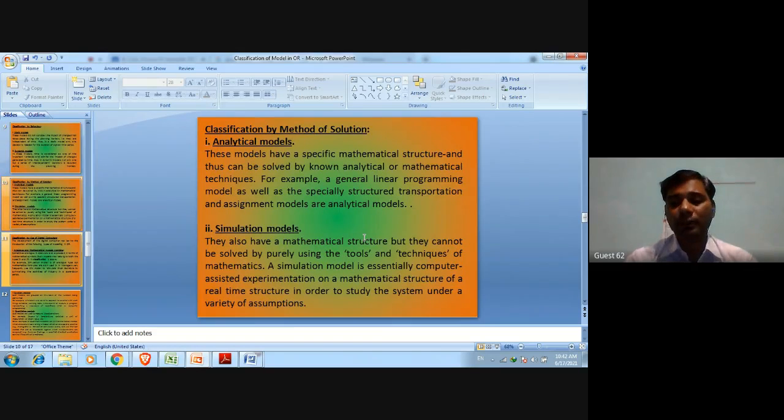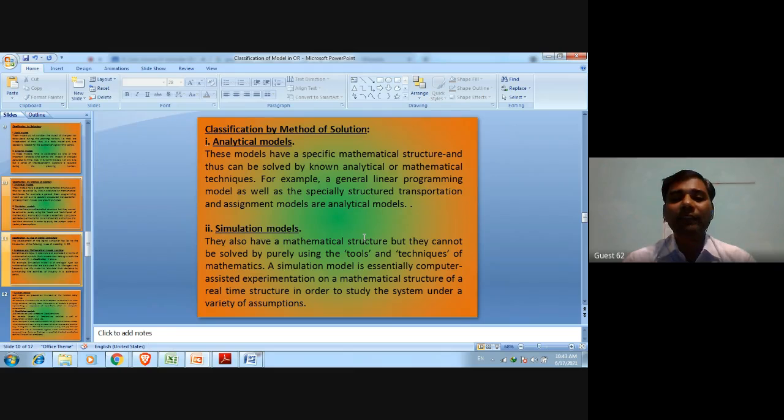Classification by method of solution. Solution means which type of method you are using. The first one is analytical models. These models have a specific mathematical structure and thus can be solved by known analytical or mathematical techniques. For example, a general linear programming model as well as the specially structured transportation and assignment models are analytical models. It means they have some definite techniques.